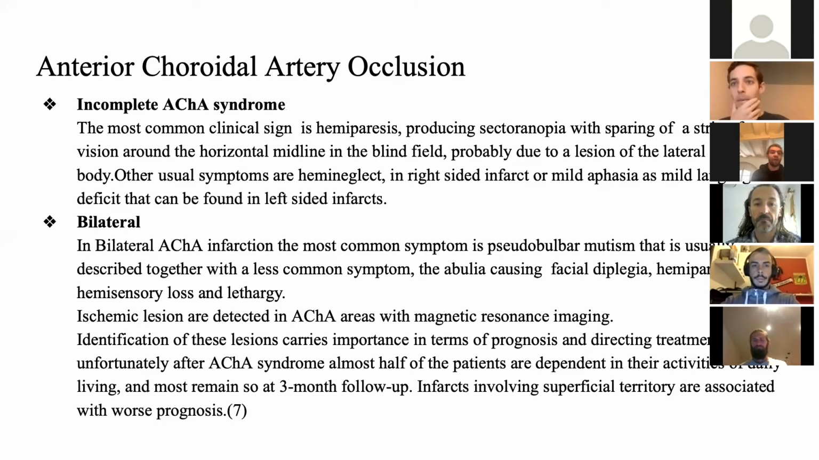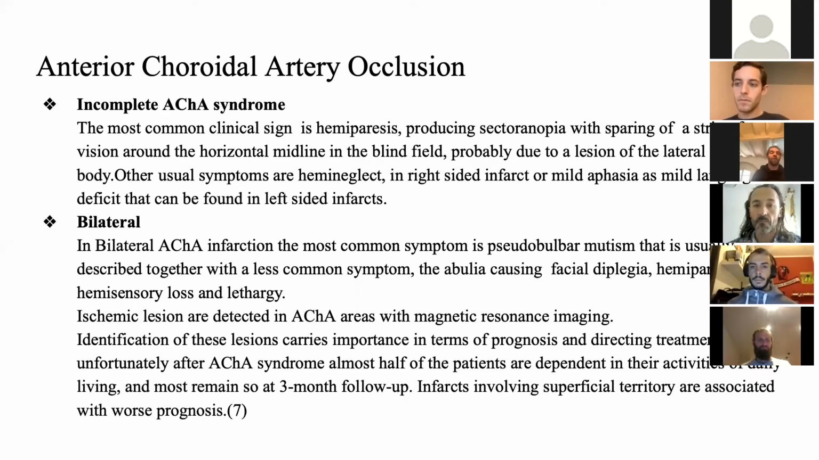Other usual symptoms are hemineglect in right-sided infarct or mild aphasia, a mild language deficit, that can be found in left-sided infarct. Dystonia may be produced by infarction of the medial pallidum, where it's due to the occlusion of optic tract. Another symptom may be hemianopsia. In bilateral anterior choroidal artery infarction, the most common symptom is pseudobulbar mutism, usually described together with a less common symptom, the abulia, causing facial diplegia, hemiparesis, hemisensory loss, and lethargy. Besides, the involvement of bilateral geniculate bodies may cause bilateral visual field defects.